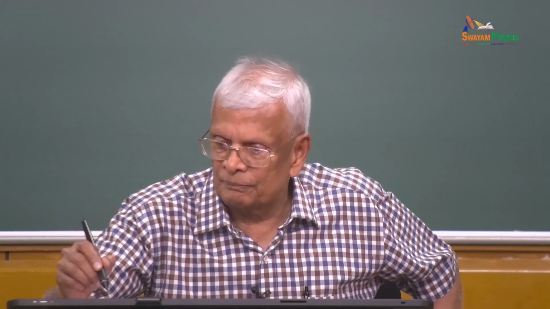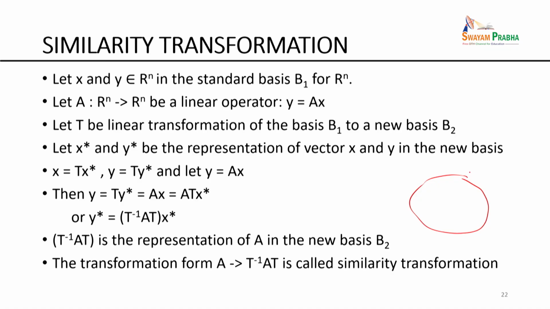You remember that now? So I have Rn. Here is X. Here is Y. Both of them in Rn. And A transforms that to Y. An operator is defined by its action. So let T be a transformation of the basis B1 to a new basis B2. So this Rn has two bases. One is B1, another is B2. Are you all with me now?